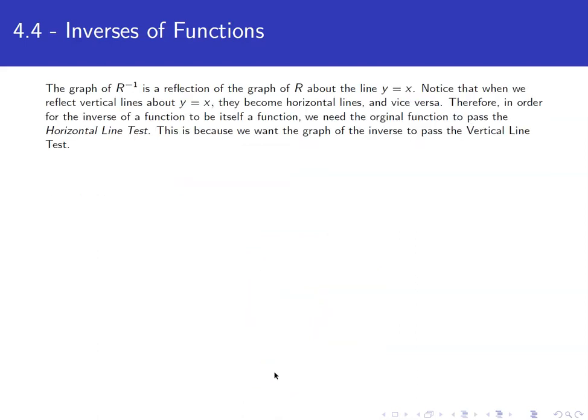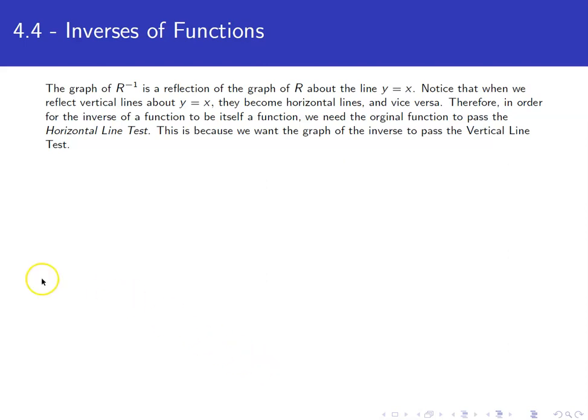So, in that previous example, we noticed that the inverse relation was no longer a function. y equals x squared is a function. x equals y squared is not a function, at least not a function of x. And again, the reason for that is because that original function did not pass the horizontal line test, which means its inverse relation isn't going to pass the vertical line test.